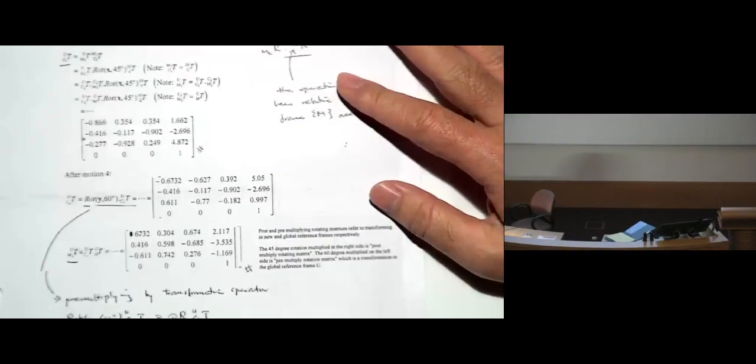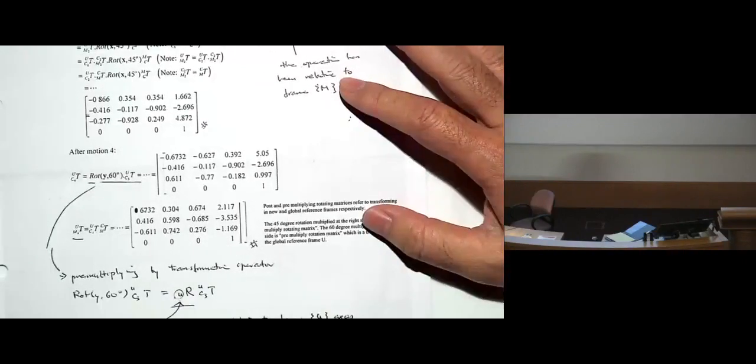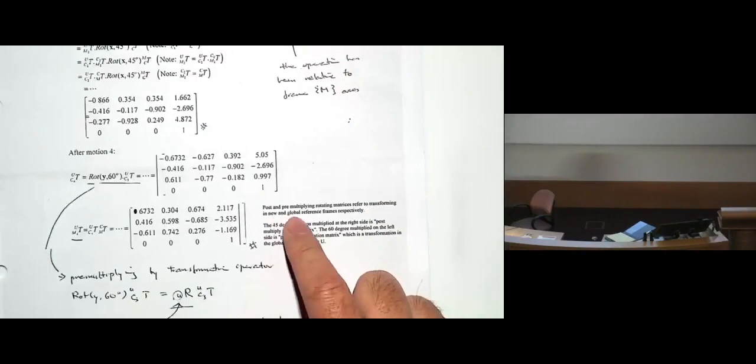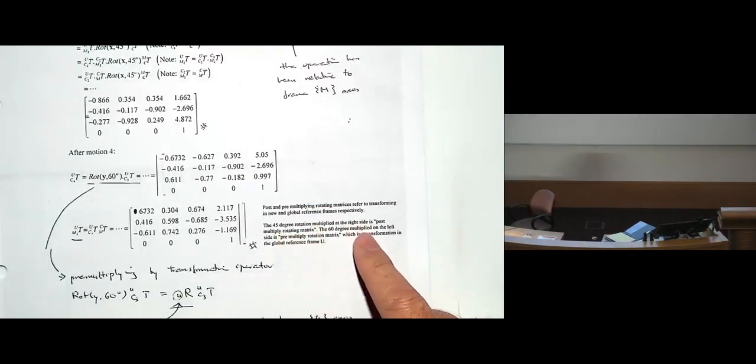So this is quite a fair bit. Yeah. So bear in mind that the post and pre-multiplication rotation matrices refer to transforming in the new and global reference frame respectively. So you need to know this basically. The 45-degree rotation angle on the right side is the post-multiplying rotation matrix. The 60-degree is the pre-multiplying rotation matrix. Pre-multiplying rotation matrix means that it's a transformation in the global reference frame. So if you take these two rules, basically, yeah, it will be applied across.